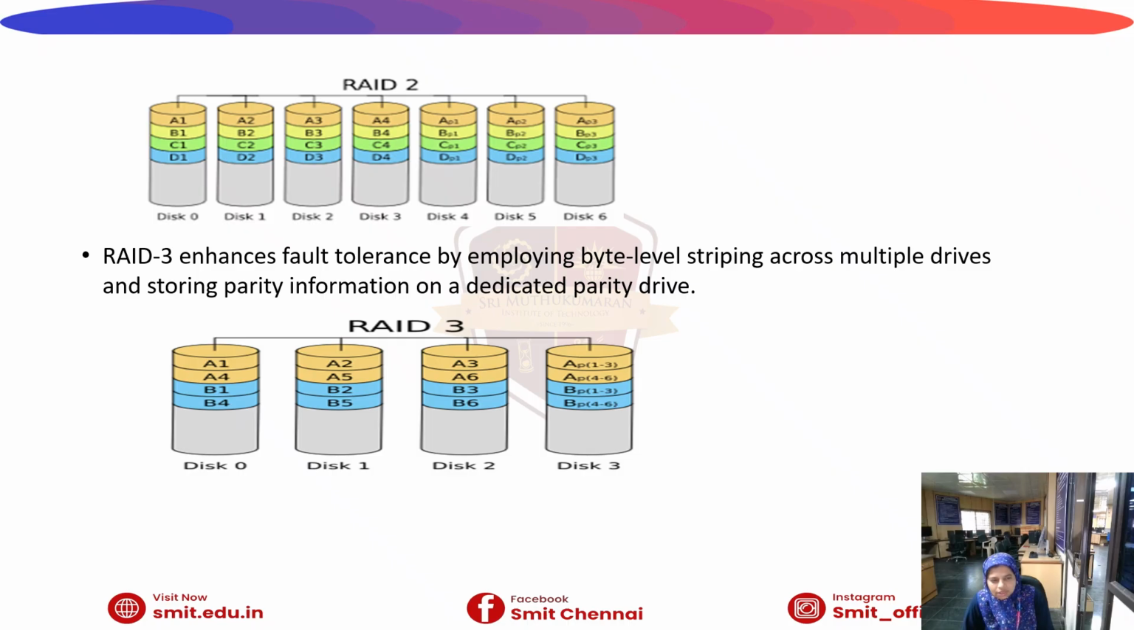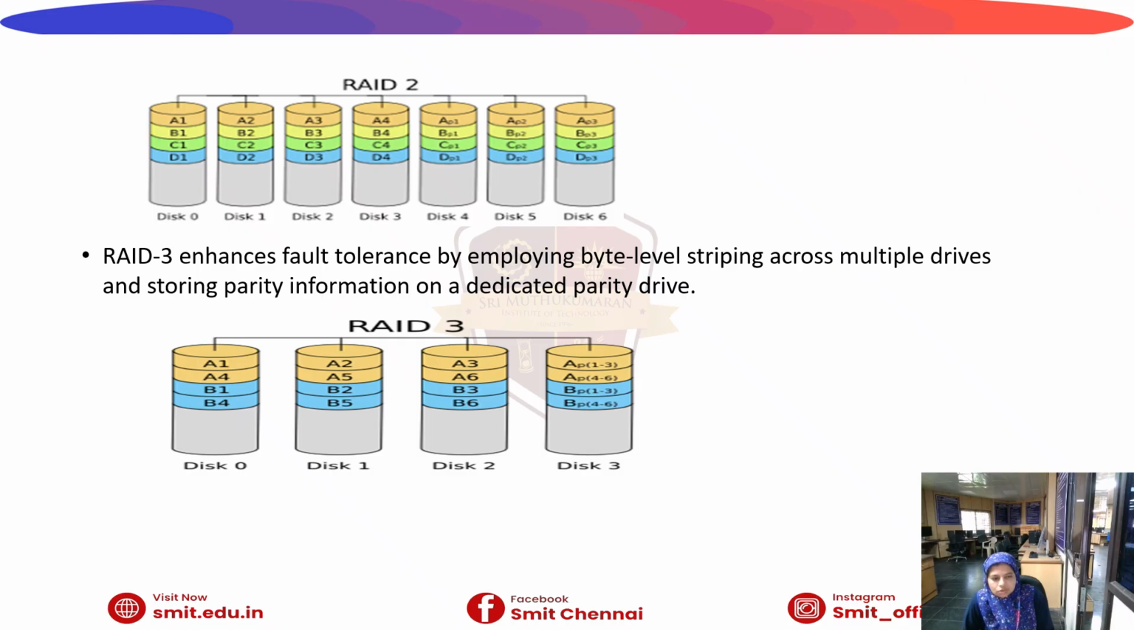RAID 3 is fault tolerant by employing byte level striping. Multiple drives will be there. For example, look at the diagram: A1 drive, A2 drive, A3 drive. The data will be stored in the 3 drives, and backed up in AP1 to 3. That is parity. A parity drive is there. In the parity drive, the data of the remaining 3 drives will be stored. So if A1 is affected, we can get the data from the parity drive.